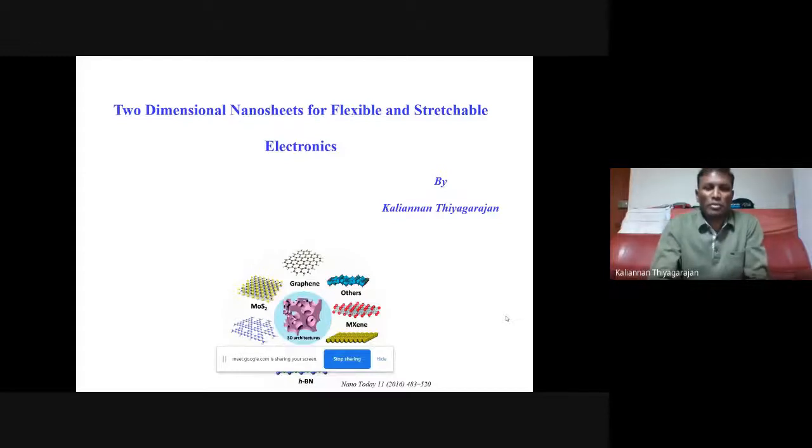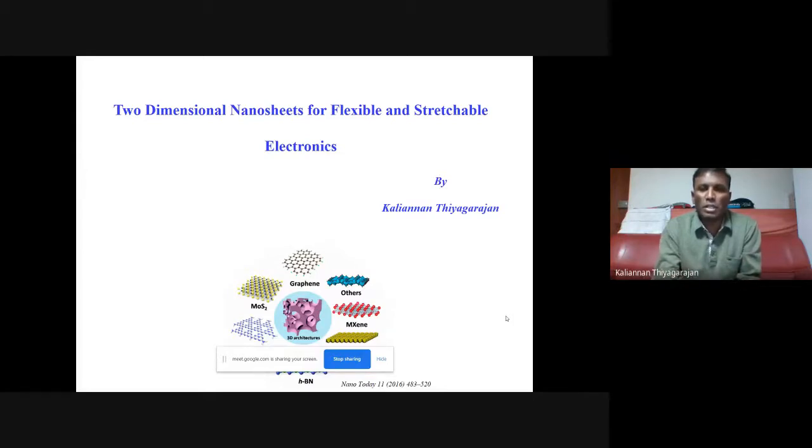Today I'm going to talk about two-dimensional nanosheets for flexible and stretchable electronics, how they are going to be used, and what techniques I was using to make this material for stretchable applications. Here I'm just going to give a small overview about this technique I'm doing, and in the future, I'm also going to discuss what further things we can do to enhance the property or improve the stretchability.